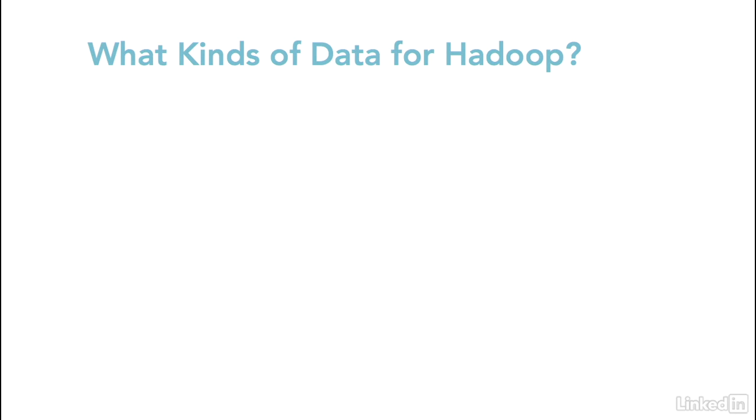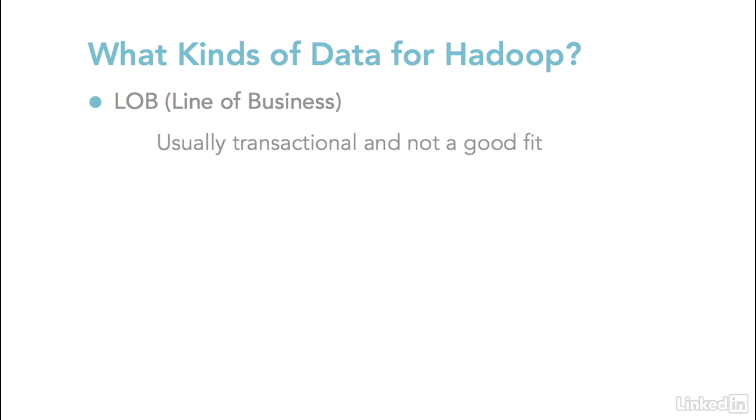So you might be wondering, what kind of data is right for a Hadoop solution? When I think about data, I think of two kinds of data. I think of what I call line of business data. Now, what does that mean? Line of business data is usually transactional, and actually it's not a good fit for Hadoop.